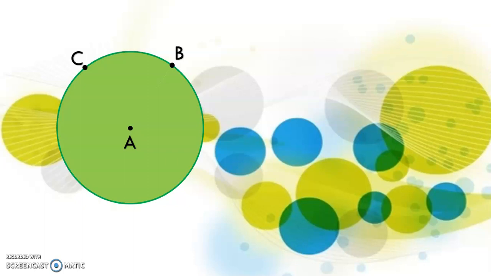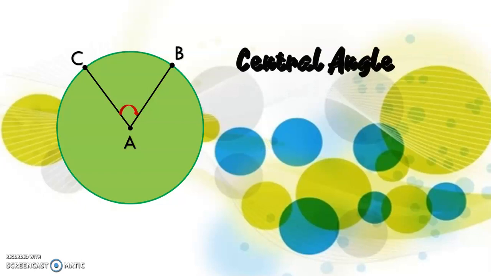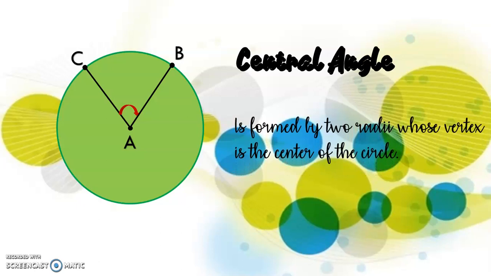Say there are 2 points on the circle, point B and point C. Connecting these points at the center of the circle, there are 2 radii formed. And these 2 radii form a new figure which is known as the central angle. A central angle is formed by two radii whose vertex is the center of the circle. So angle CAB is a central angle.